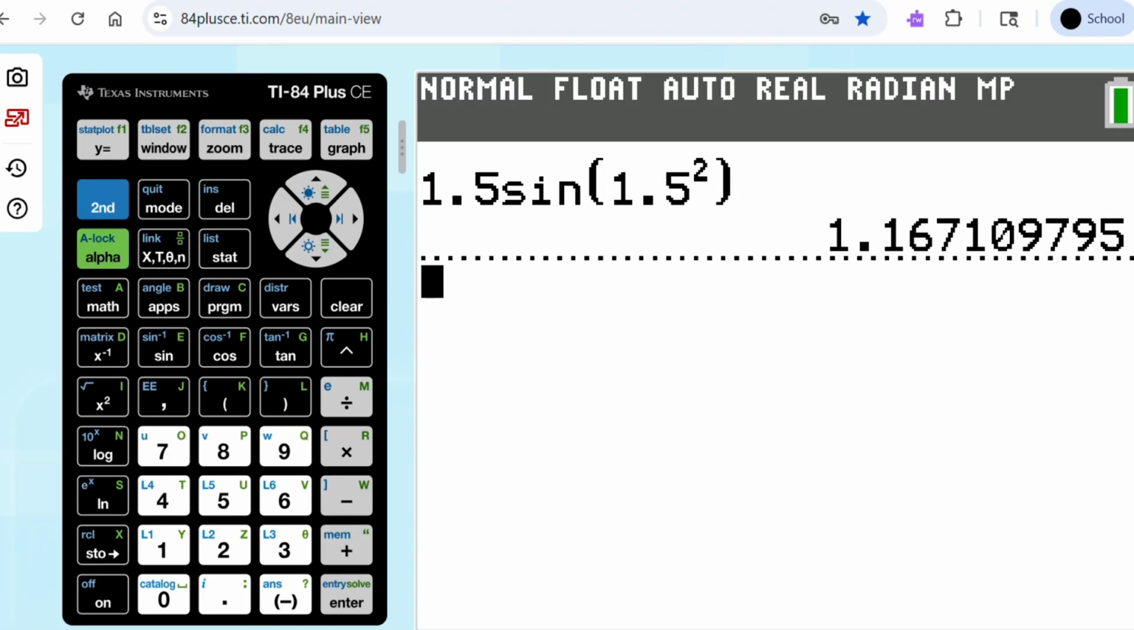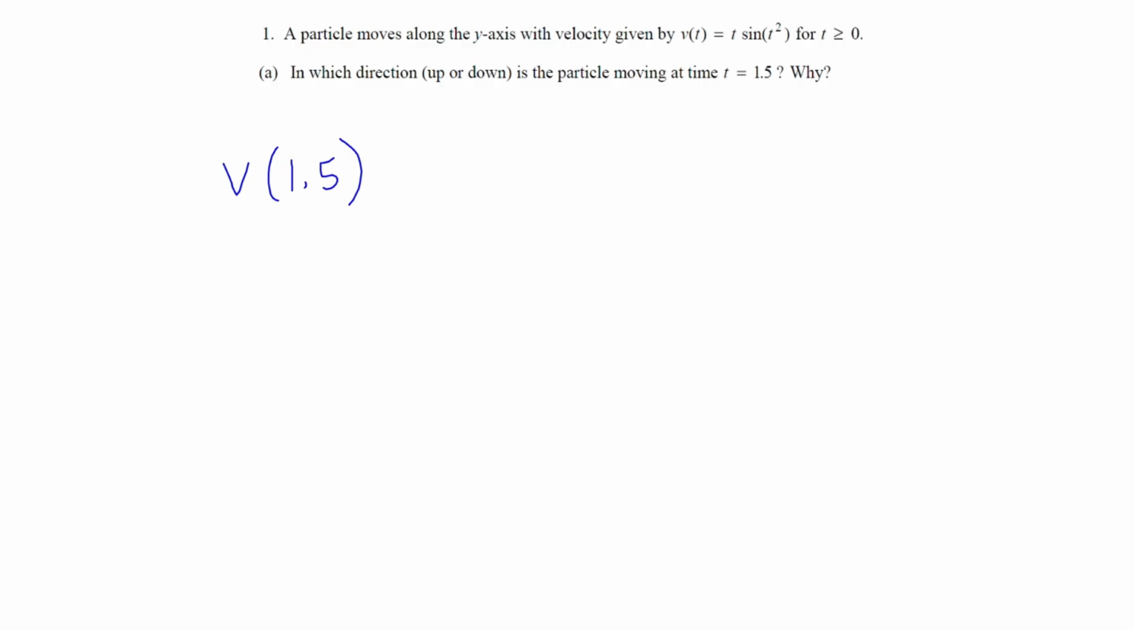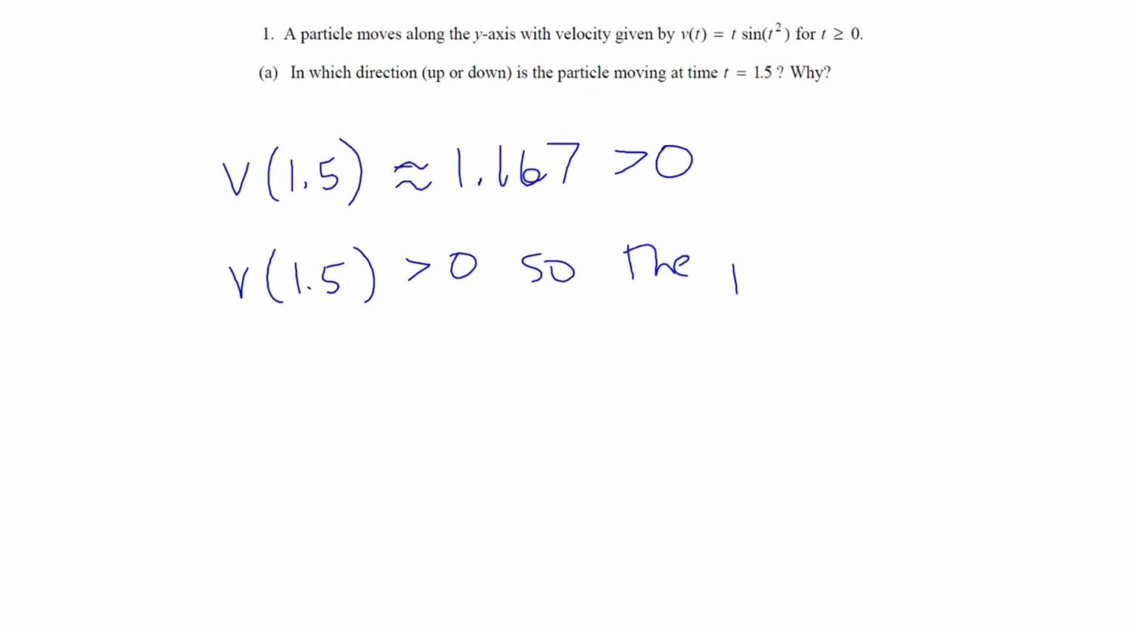And that's 1.167. You don't actually need the value here of it, right? But we'll write it. It's approximately 1.167, which is greater than 0. And so v of 1.5 is greater than 0. So the particle is moving up. And they gave you just 1 point here for part A, for your answer with a valid reason.